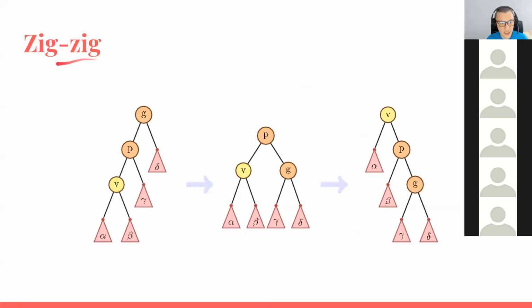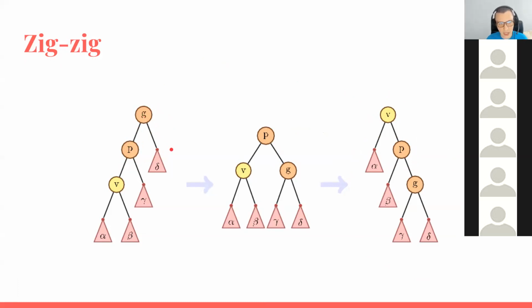And it's called zig-zig because v for p is the same as p for g. So v is the left son for p and p is the left son for g. And we would also use the zig-zig technique when v is the right son for p and p is the right son for g.